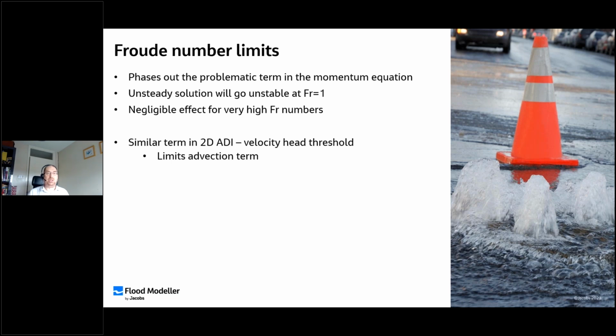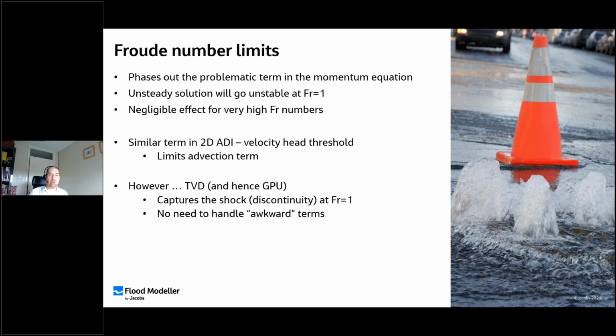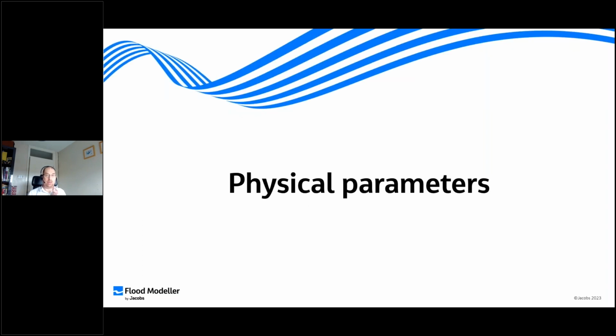We have a similar term that reduces a problematic term in the momentum equation, that is limited by this velocity head threshold value. And that has a very, very similar effect, it smooths the transition. However, the TVD solution, and hence our GPU solution, is a shock capturing scheme, and that does capture the hydraulic jump a lot better and exactly, if you like. So there's no need for phasing out any of these awkward terms.